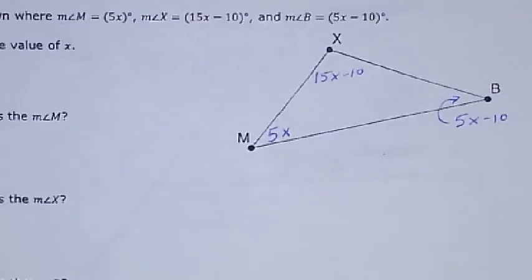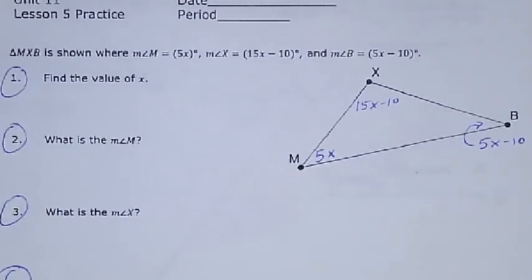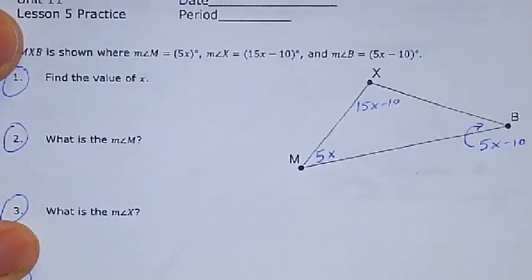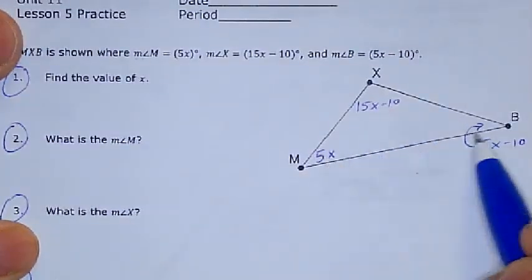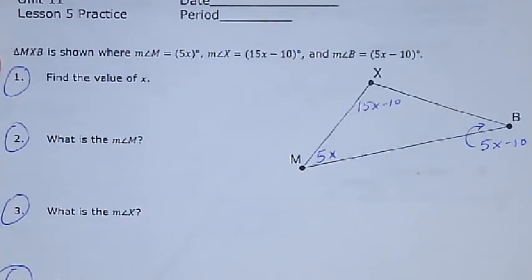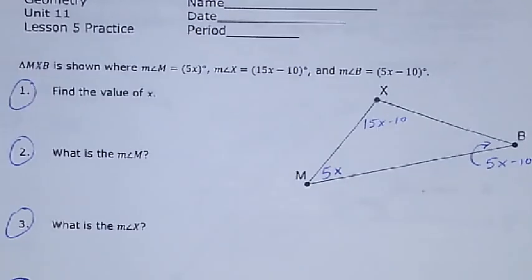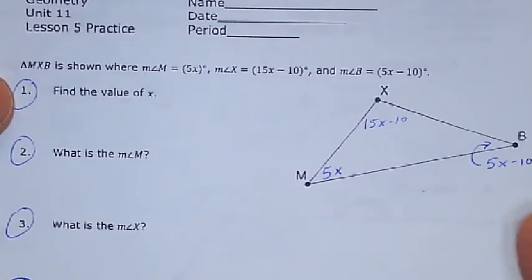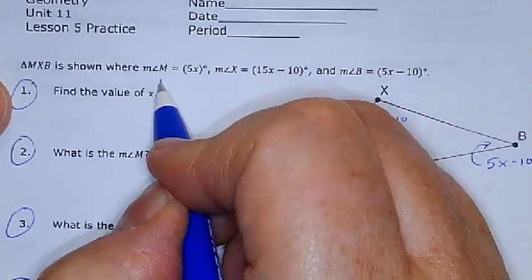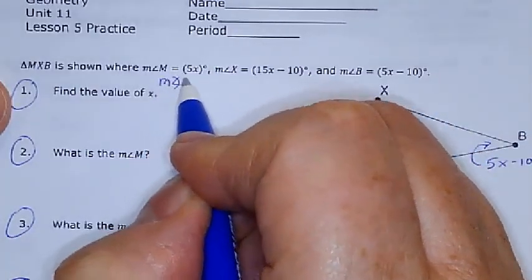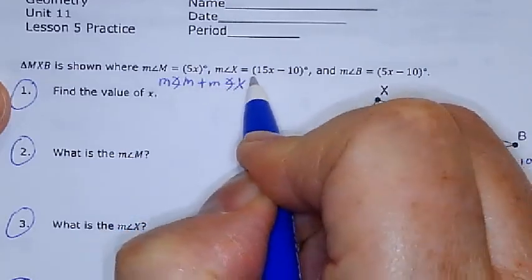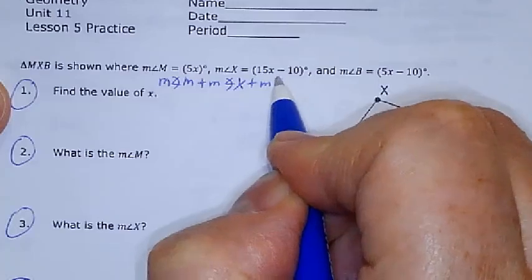Interior. So what do you know about the sum of the interior angles? If they're the interior angles, what do we know about the sum of the interior angles of a triangle? It's 180. So therefore, that's what drives your equation. In other words, you don't have to write all this, but it's like saying the measure of angle M plus the measure of angle X plus the measure of angle B, they all add up to be 180.